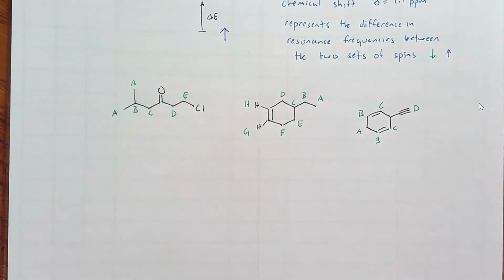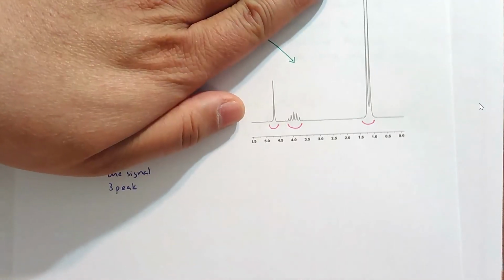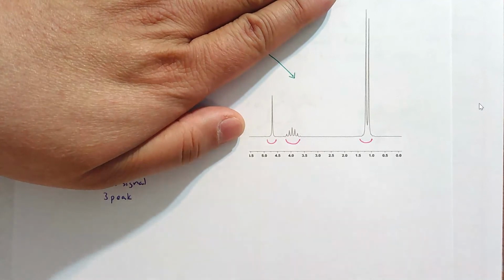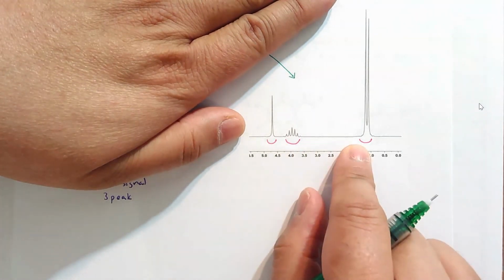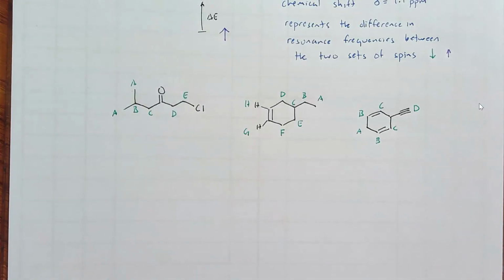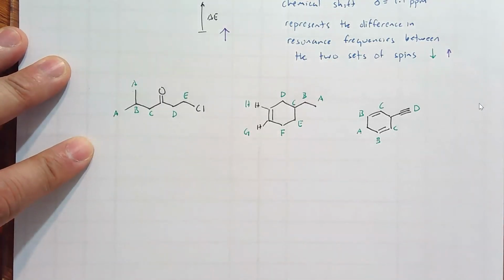Let's say you're given this spectrum and you have to guess what it is. Well, all your guesses better have 3 signals. Okay. All right. So that is the number of signals.